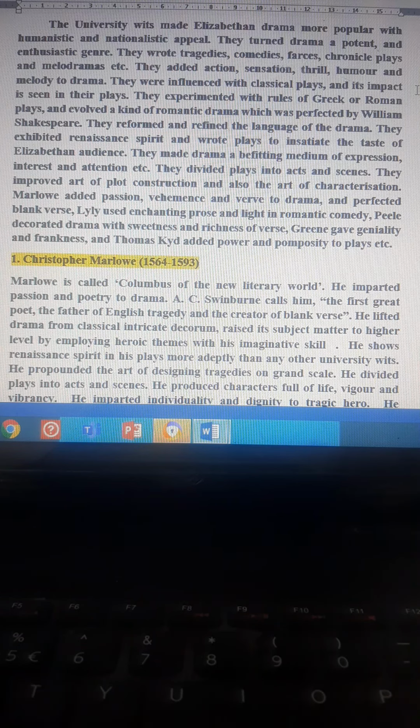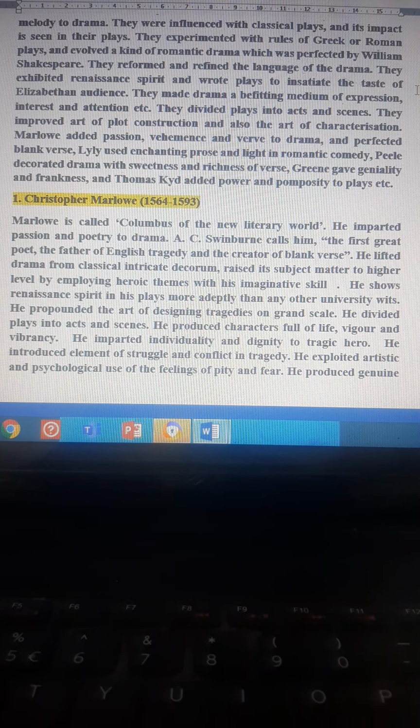They made drama a befitting medium of expression, interest and attention, etc. They divided plays into acts and scenes. They improved the art of plot construction and also the art of characterization.